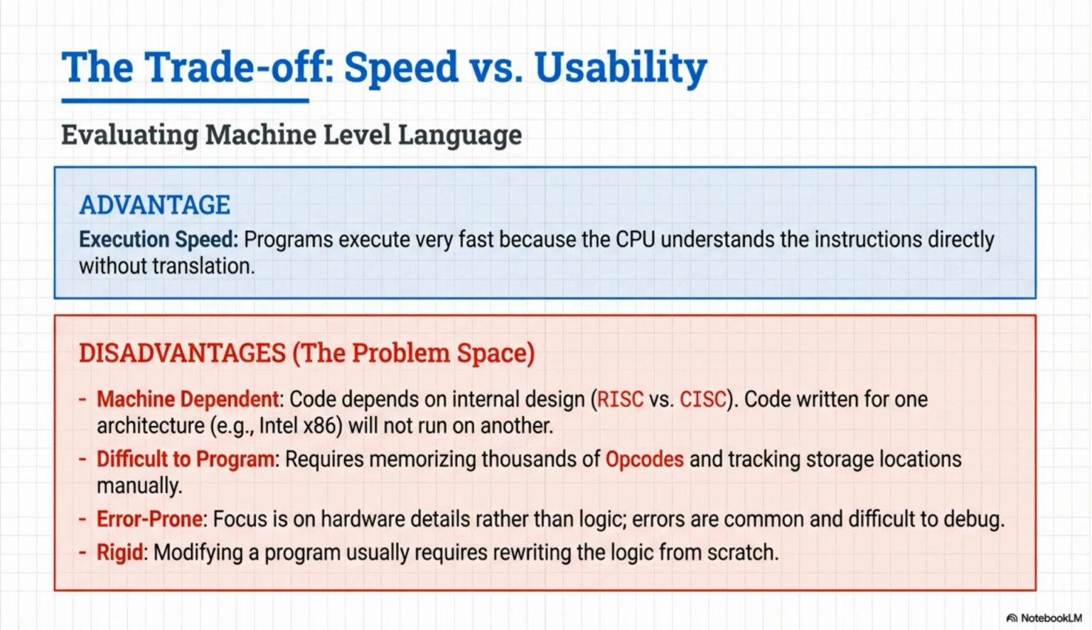Evaluating machine-level language involves a trade-off between speed and usability. Its advantage is fast execution speed, since the CPU understands it directly. However, it is machine-dependent, difficult to program, error-prone, and rigid, making modification challenging.